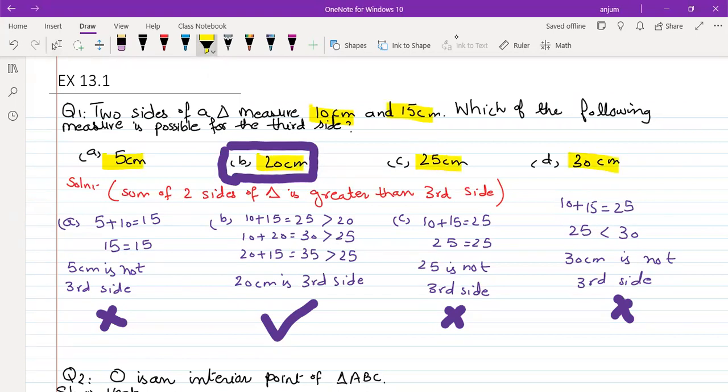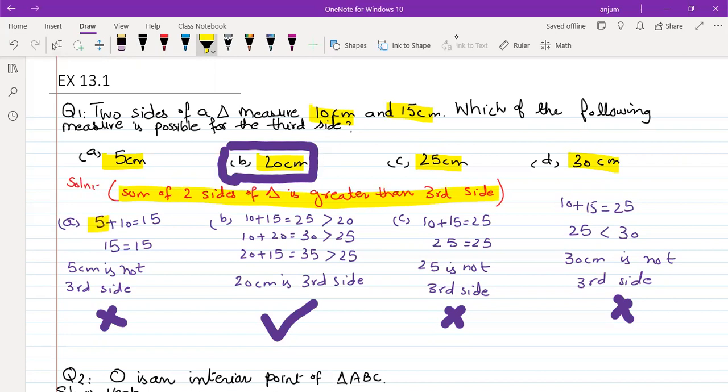We will use the theorem which says that the sum of two sides of a triangle is greater than the third side. So this is the key factor behind it. Let's check one by one. Let's first of all check 5. If we add the two sides of a triangle and the sum is greater than the third side, then it's okay. Otherwise, we will say that this measurement is not possible.